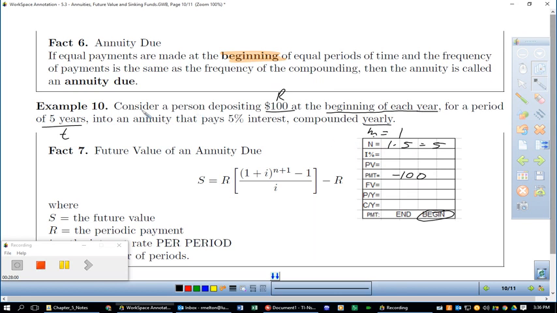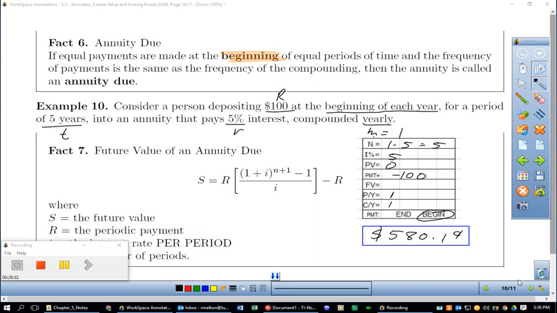It's an annuity that pays 5% interest, so 5 right there. Our present value is 0 again. Future value, we do not know. The payments per year is yearly, so 1 and 1. And we can use the TVM to tell us that the future value is $580.19. And there's our future value for that.